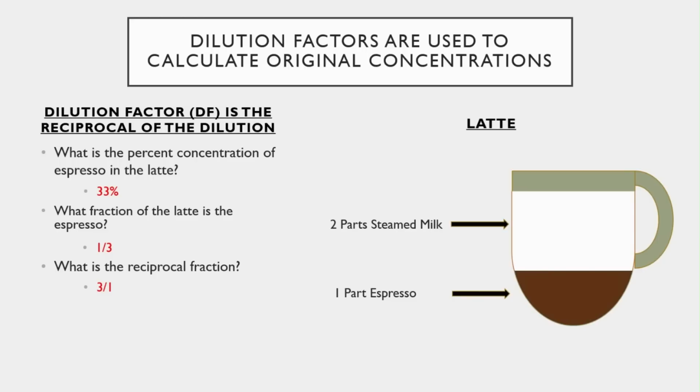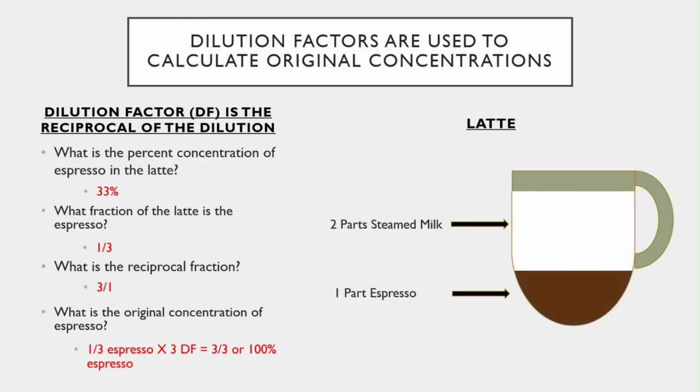To find the original concentration of espresso, take the current dilution in the latte, which is 1/3 espresso, and multiply it by the reciprocal fraction. So what is the original concentration of the espresso? 1/3 times 3, the dilution factor, which equals 3/3, or 100% espresso. Now, this is an overly simplistic example because the espresso didn't come from a diluted espresso already. We didn't dilute things by much, nor did we do serial dilutions.